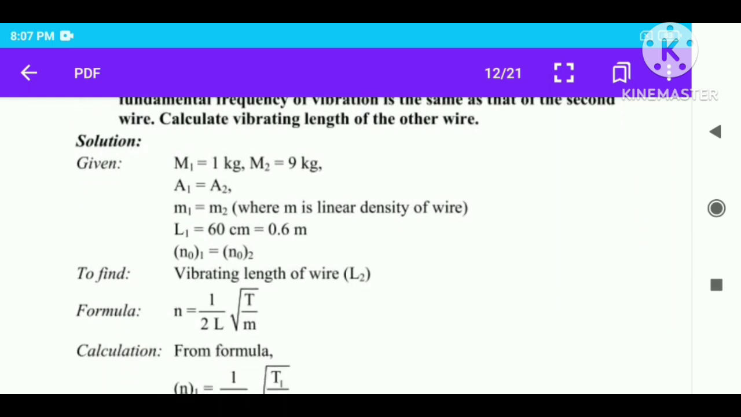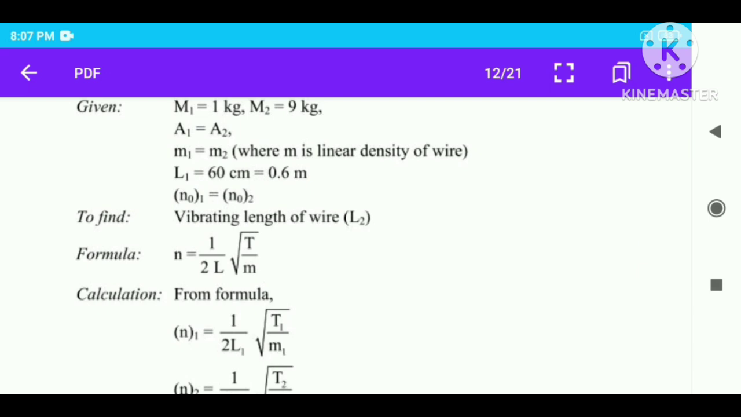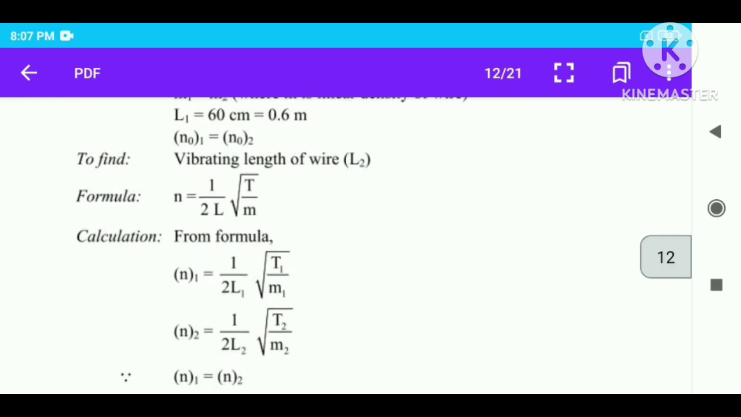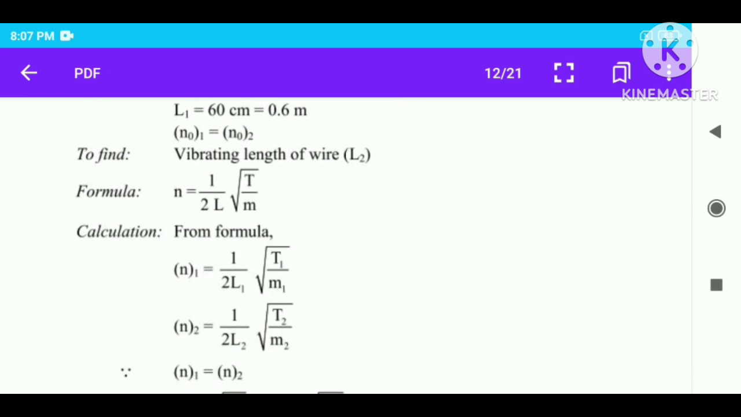Solution. Given T1 is equal to 1 kg, T2 is equal to 9 kg, a1 is equal to a2, m1 is equal to m2, where m is the linear density of the wire. L1 is 16 cm, which is equal to 0.16 meter, and n1 is equal to n2. To find the vibrating length of the wire, L2. Formula. n is equal to 1 upon 2L under root T by m.